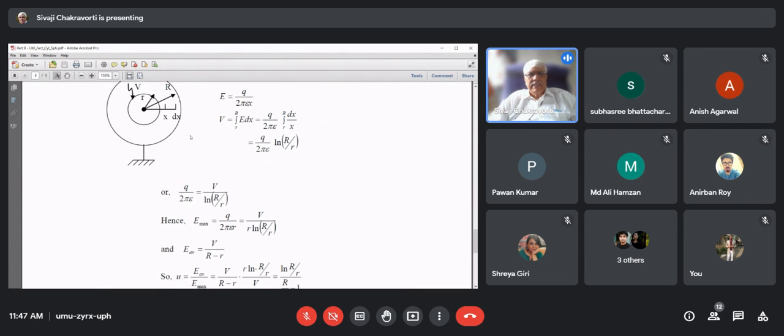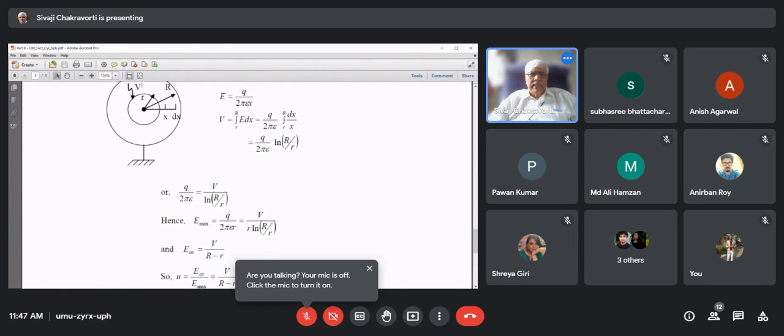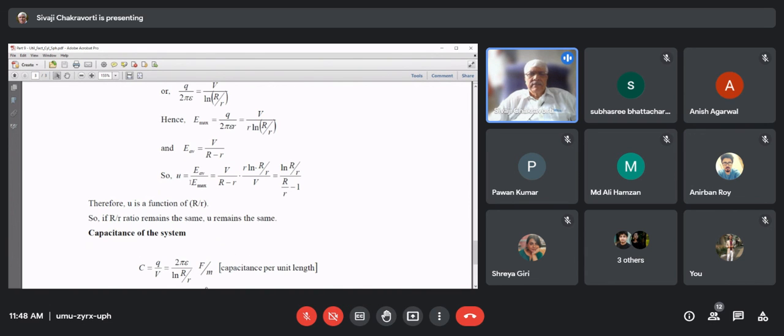Similarly, maximum field intensity will occur on the inner cylinder surface, that is x is equal to r. So E max is Q by 2 pi epsilon r, and Q by 2 pi epsilon you have got, so you get an expression. What is E average, which is the same, that is potential difference is V, minimum distance is capital R minus small r, so this is E average. So the utilization factor U is E average by E max, so you can see U is a function of capital R by small r or small r by capital R, whatever you can say.